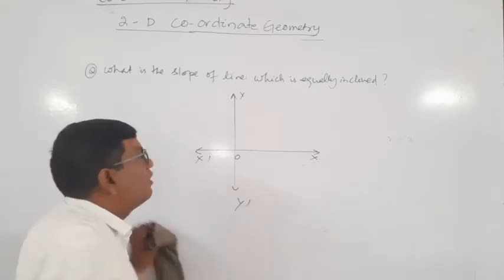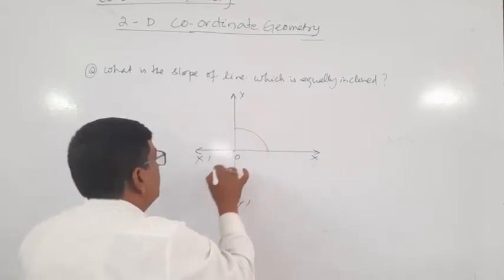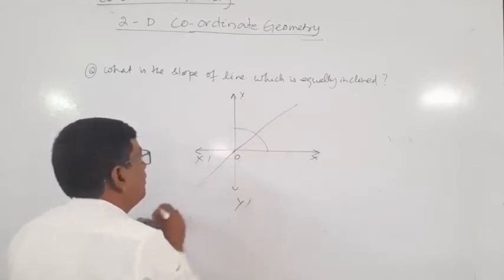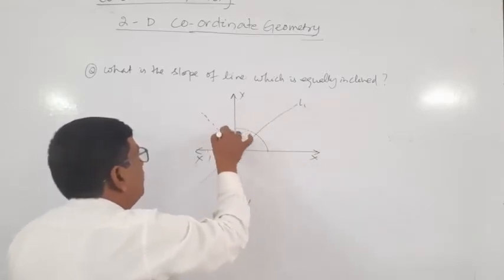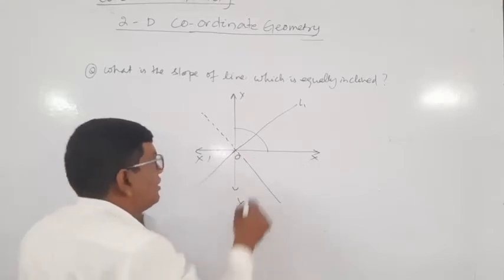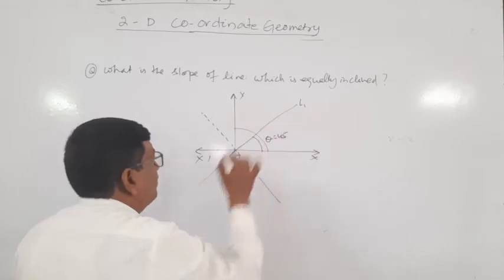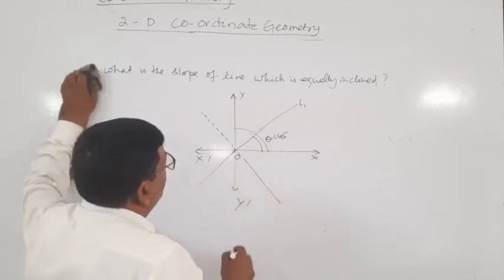The line equally inclined. This is 90 degrees. Equally inclined means this line, or the line will be like this. Here theta is equal to 45 degrees in case of this, or theta may be what?